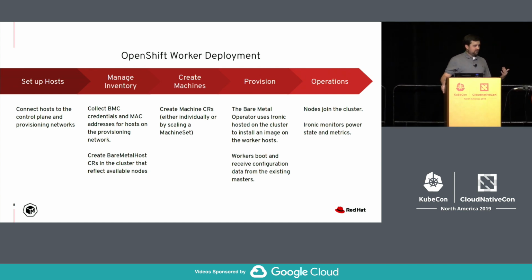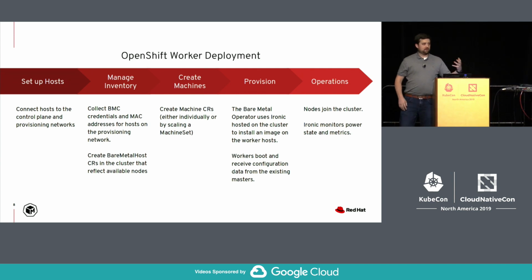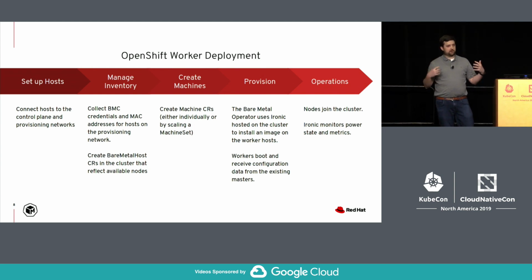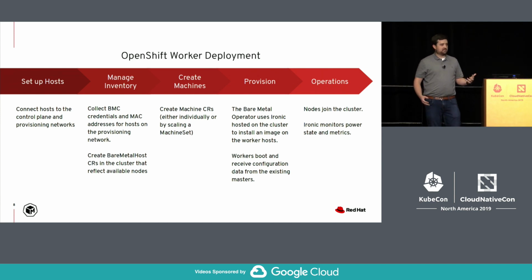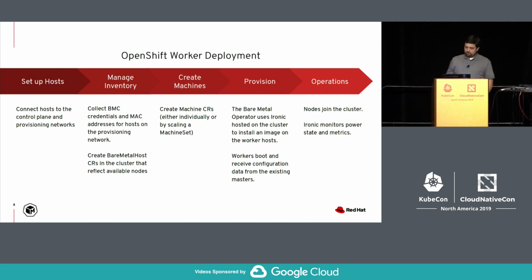And that's the end of your sort of active involvement in that. And then our automation kicks off from there. So once the machine gets created, it finds an available host to satisfy the request. It triggers provisioning. The host is provisioned, given the necessary configuration it needs, and it comes up and joins the cluster as a new node.